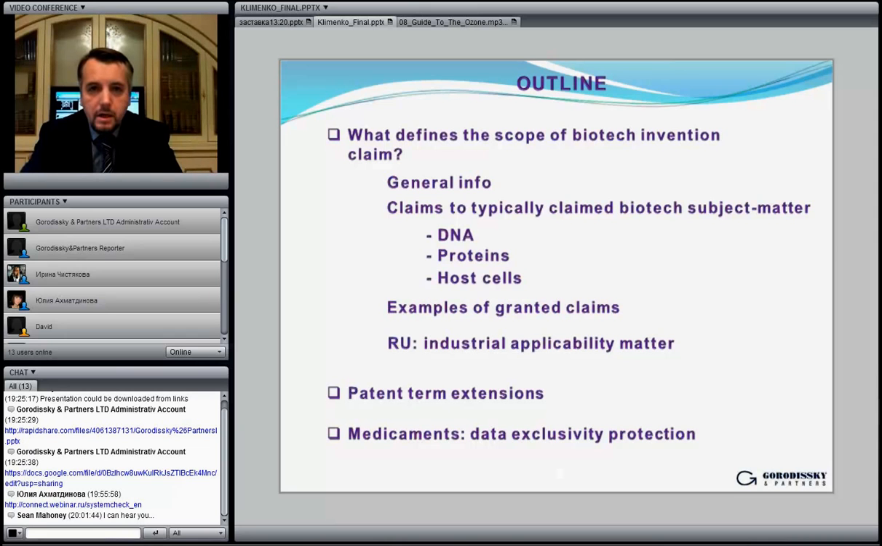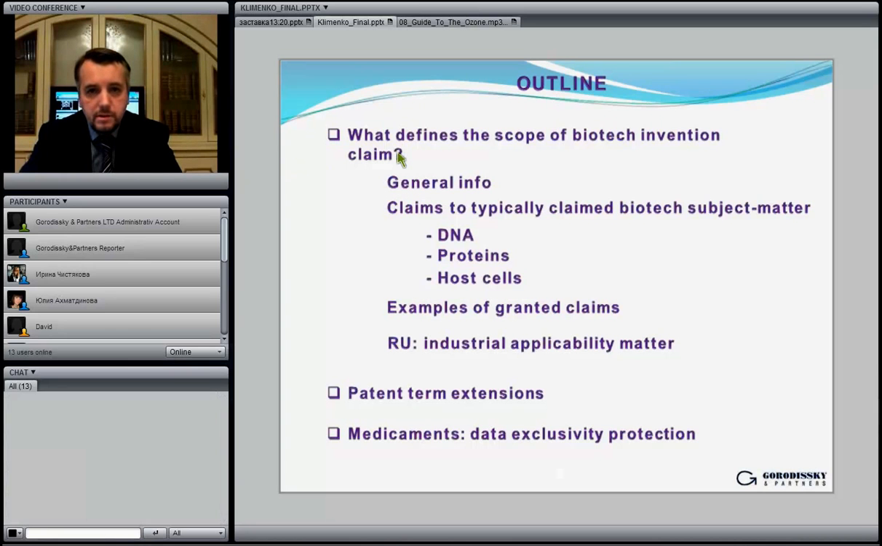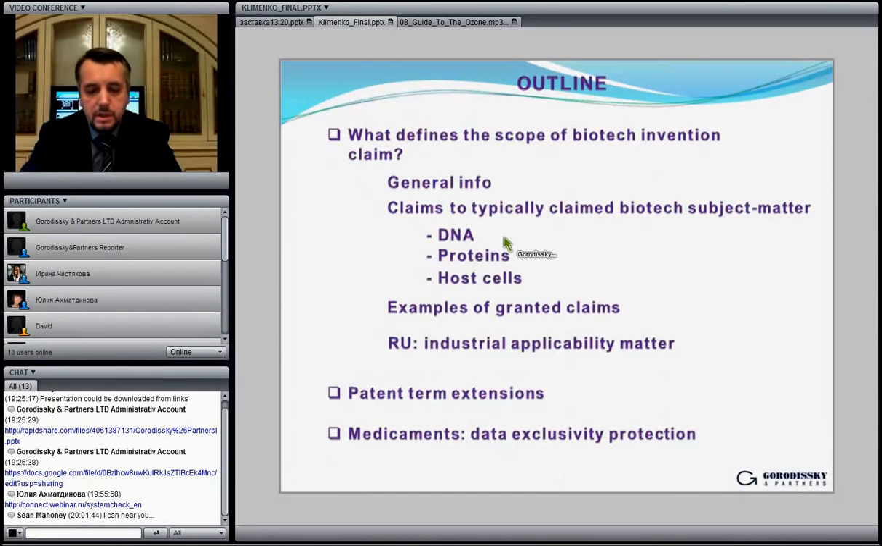Biotechnological invention claim. I'll give you some general information about what is expected to be in the claim as far as legislation is concerned. Then I'll discuss the drafting of a claim in case of most popular subject matters like DNA, proteins, and microorganisms represented by host cells. I'll give you an example of granted claims as well. And I'll also mention the industrial applicability matter, the way the compliance with the industrial applicability criterion is evaluated in the Russian Patent Office, because this approach is somewhat peculiar.